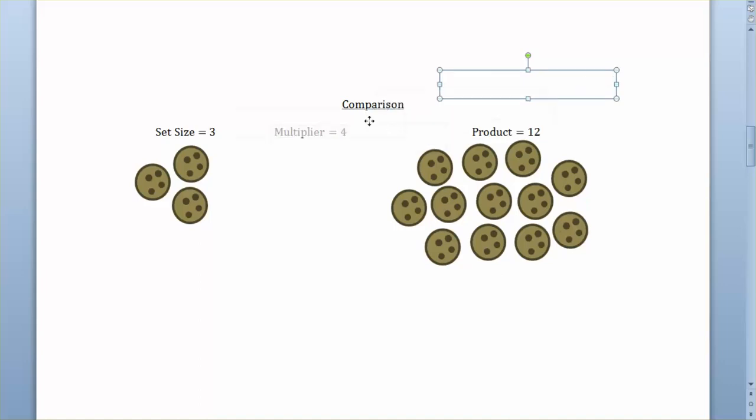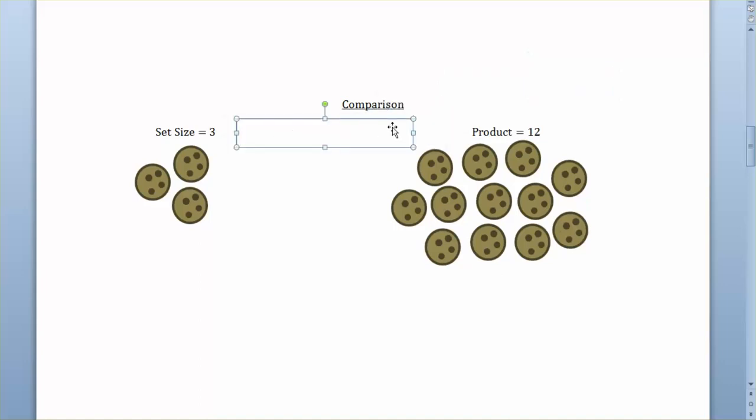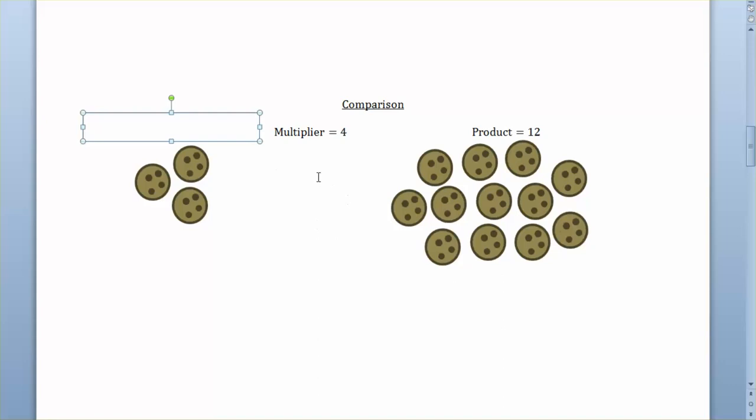We could also not know the multiplier, and then we would need division to solve that problem. Dr. Lucas has 3 cookies. If Dr. Ross has 12 cookies, how many times as big is his pile of cookies compared to Dr. Lucas's? Or we might not know the original set size either. Dr. Lucas has some cookies. Dr. Ross has 4 times as many cookies as her, and he has 12 cookies. How many cookies does Dr. Lucas have? And that's the original set that we don't know. So comparison is slightly different. We're just talking about 2 sets, one being a number of times bigger.